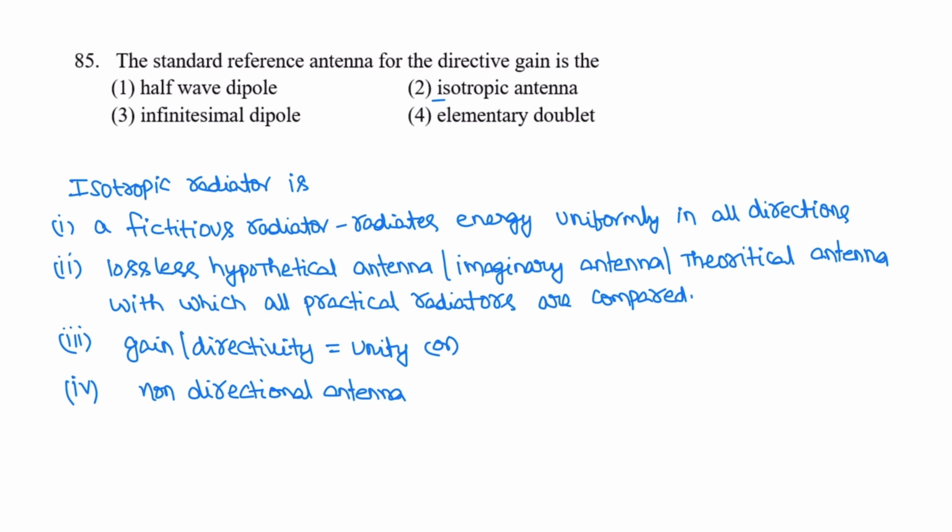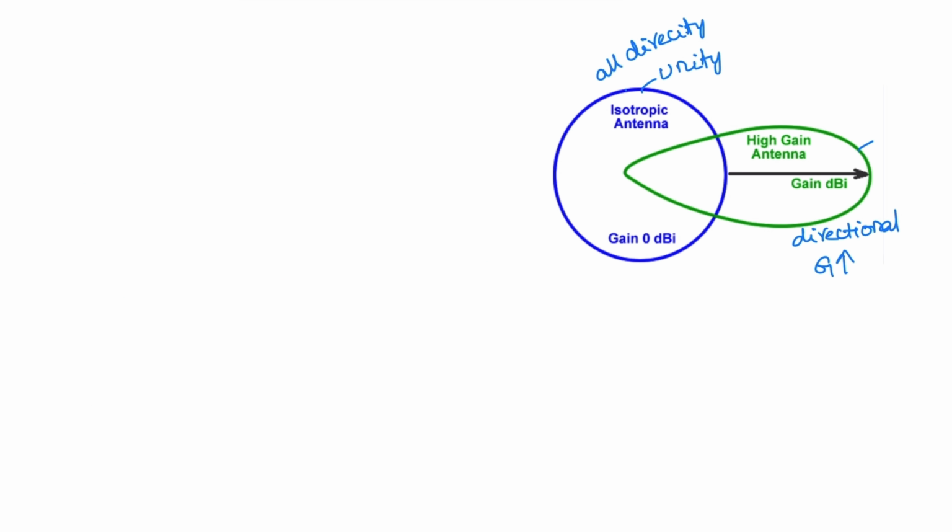Next question. The standard reference antenna for directive gain is the isotropic radiator. Some more points related to the isotropic radiator: it is a fictitious radiator which radiates energy uniformly in all directions. Hence it is also called a unipole, because it is radiating energy uniformly in all directions. This is the blue curve.